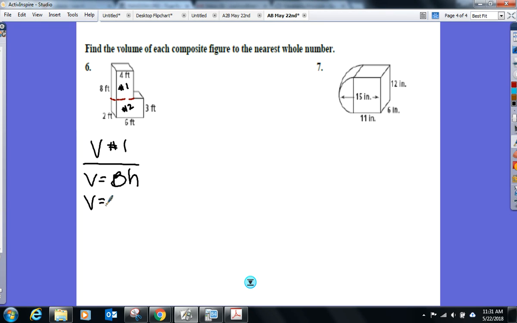Let's see, what would my base be here? 4 by 2, it looks like. And what would be the height here? Because that's 8 right there. That whole thing is 8. That would have been, let's see, that's 3. So this is the height.